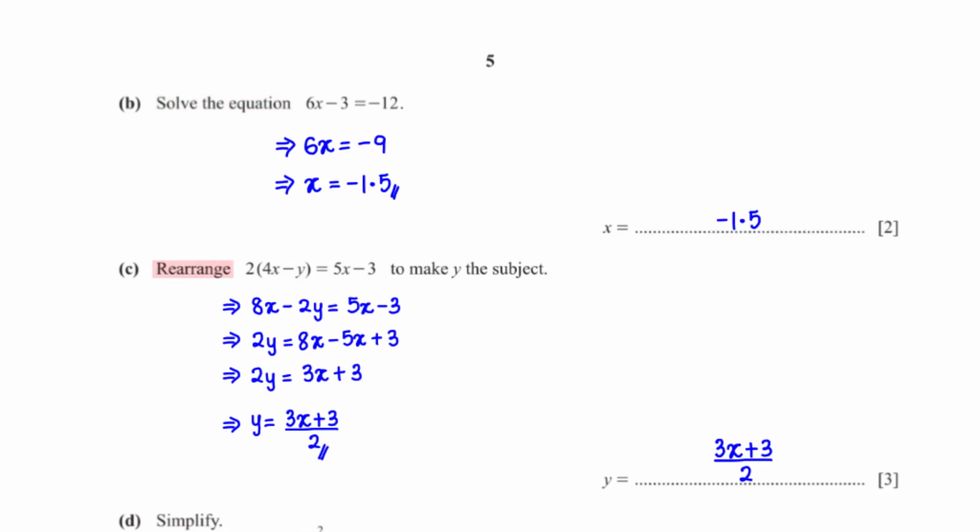Rearrange 2 times (4x minus y) equals 5x minus 3 to make y the subject. When we expand the brackets, 2 times 4x is 8x and 2 times -y is -2y. From here, we rearrange the equation to leave 2y standing alone. 8x minus 5x is 3x. When we divide both sides by 2, we have y equals (3x plus 3) over 2.